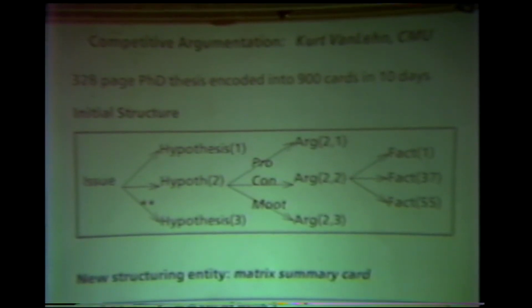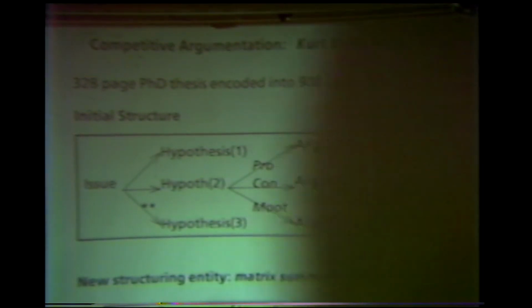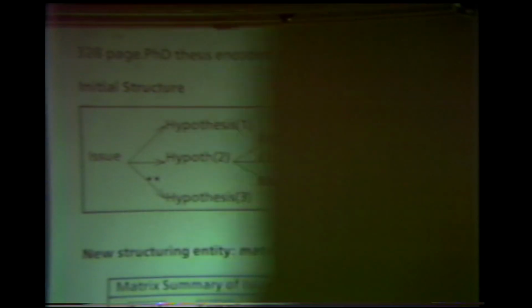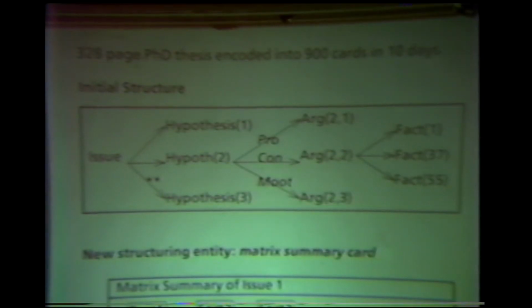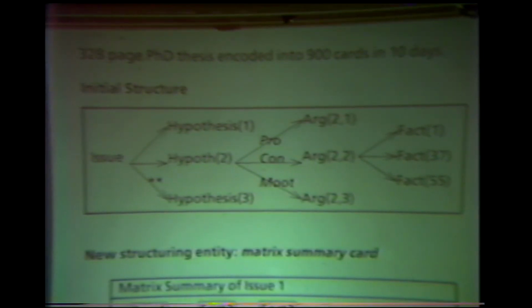And it had an initial structure. Kurt's thesis was amazingly structured. It wasn't one of these nice rambling theses, but it had a beautiful structure, and it was very easy to translate into a network structure in notecards. So in Kurt's thesis, there were 20 issues, and each one of them was represented by an issue card. And each of the 20 issues had 3 to 7 hypotheses that were competing for explaining that issue. Each one of those was represented in a hypothesis card.